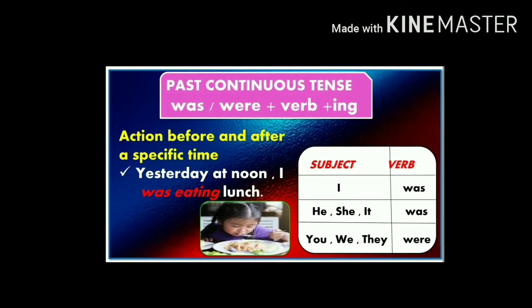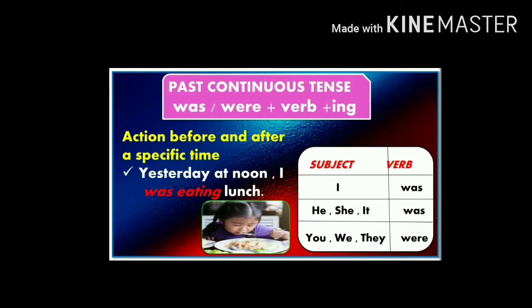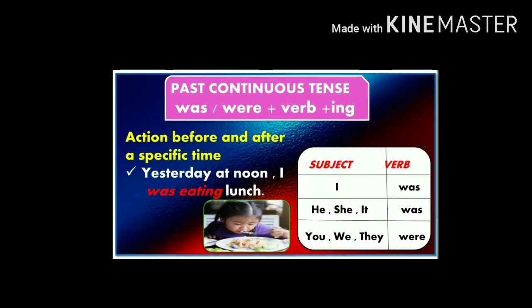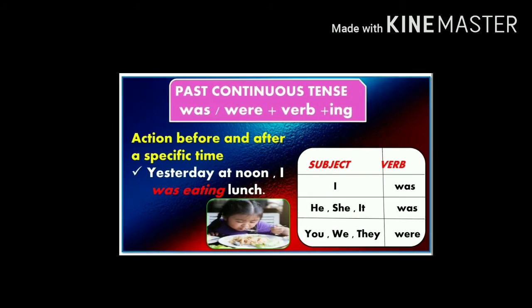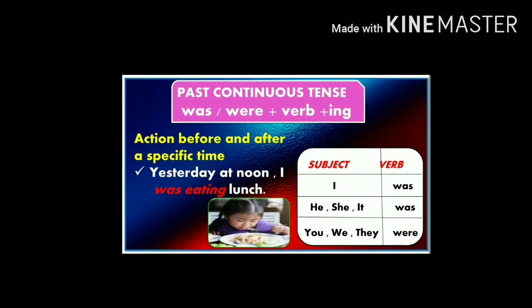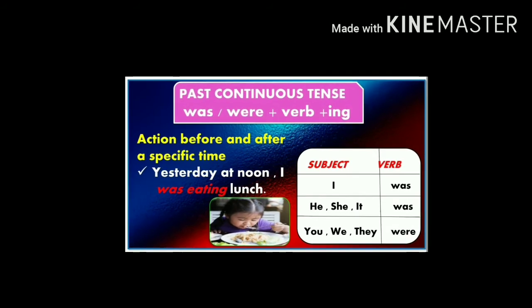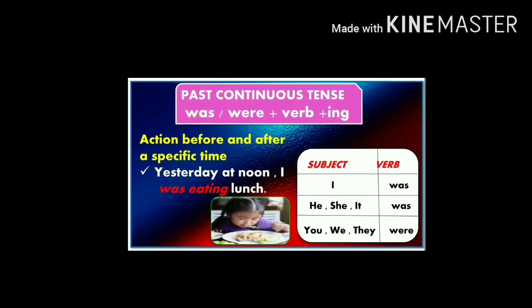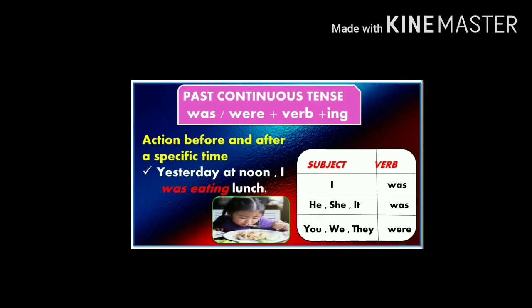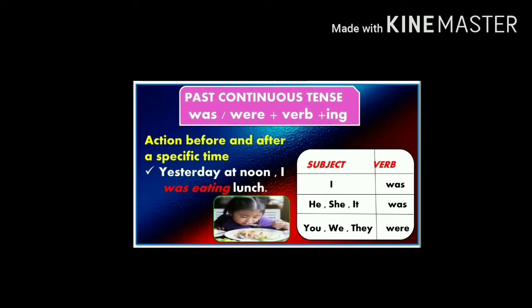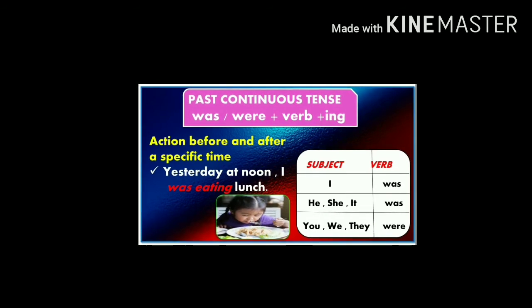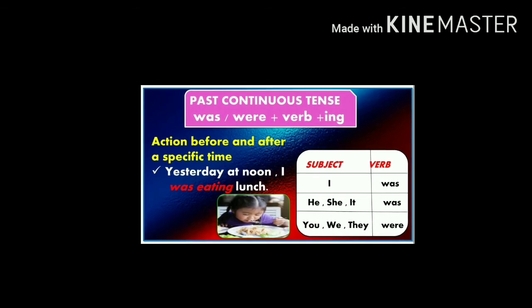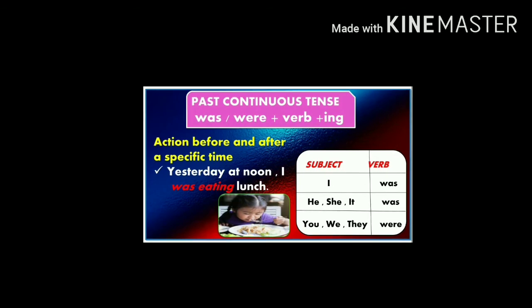Look at the tabular column. For the first person, I, we should use was as a verb. For the third persons, he, she, it, we should use was as a verb. For the subjects, you, we, and they, we should use were as a verb. Once again, I repeat. For the singular persons, we should use was as a verb. For the plural persons, we should use were as a verb.